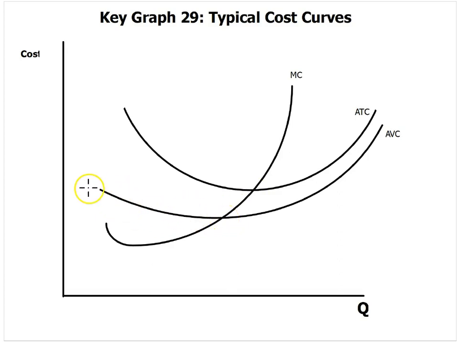And that is because, again, as we take advantage of economies of scale, adding workers, we are experiencing great efficiencies as a result of that, but that only lasts for so long, and then it becomes upward sloping. Increasing costs start to rise, AVC rises, and ATC will get closer and closer to AVC as both of them start to rise. So that's key graph 29.